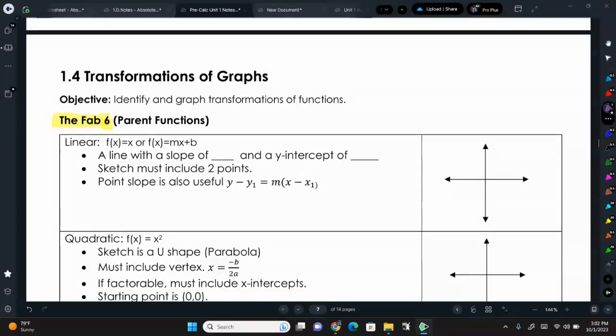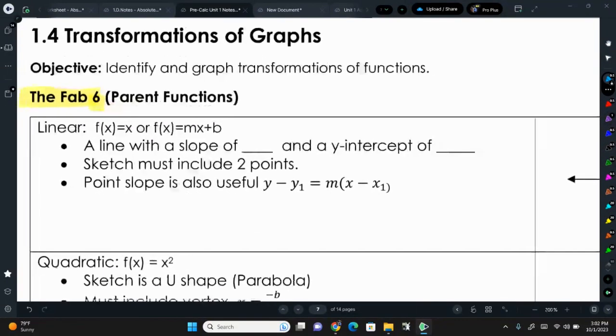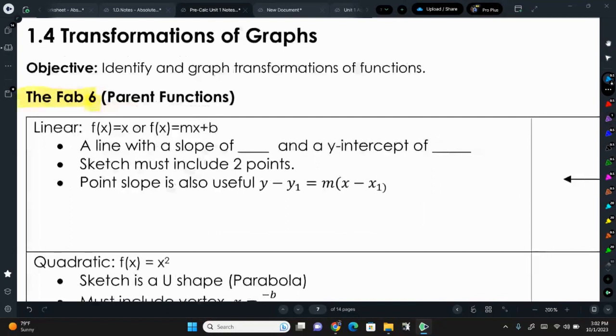So our first function is the linear function. It is a function in y equals, or f of x equals, mx plus b, that's slope-intercept form. So you have a slope of m and a y-intercept of b. And when you draw a sketch, you must include 2 points. That way you know the direction and slope of the line.